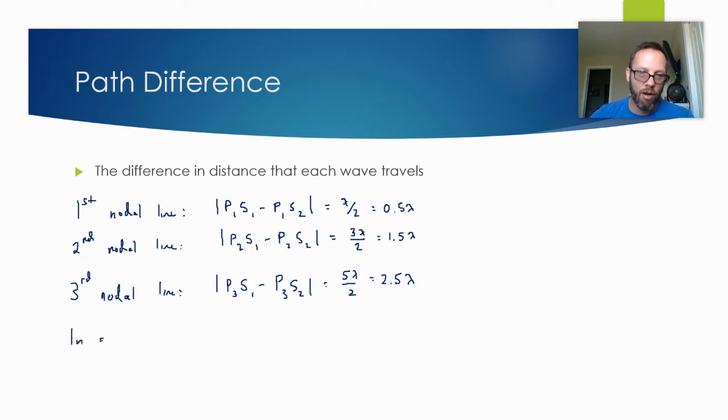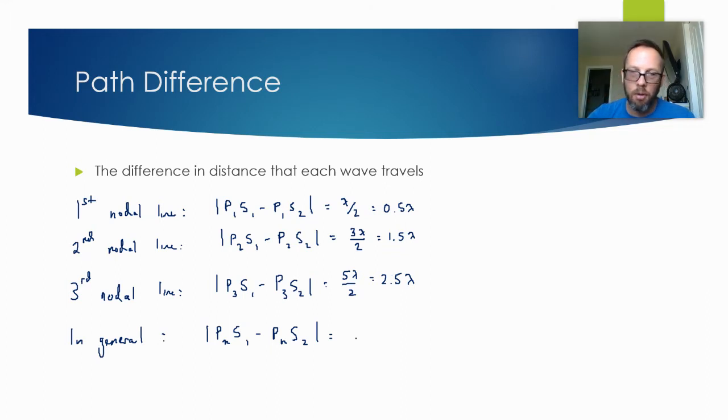So we'll say in general, on the nth nodal line, we get this pattern. A point on the nth nodal line, the path difference between that nodal point from source 1 and source 2. For the first, it was half. For the second, 1.5. Third, 2.5. So it's always like a half of a wavelength below n.